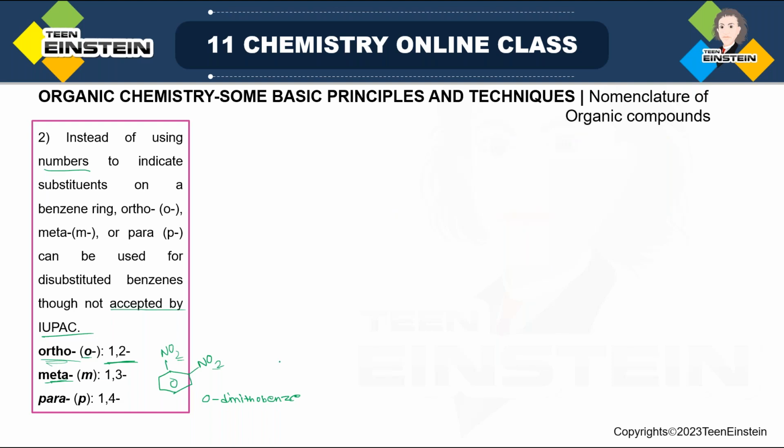Now suppose one position there is a methyl group, you can also write it as ortho-nitro. Rather than writing nitrobenzene, now you can write ortho-nitrotoluene, because with respect to CH3, the position of NO2 is ortho, or meta, sorry, not di, ortho-nitrotoluene or meta-nitrotoluene, like this. But remember, they are not accepted by IUPAC.